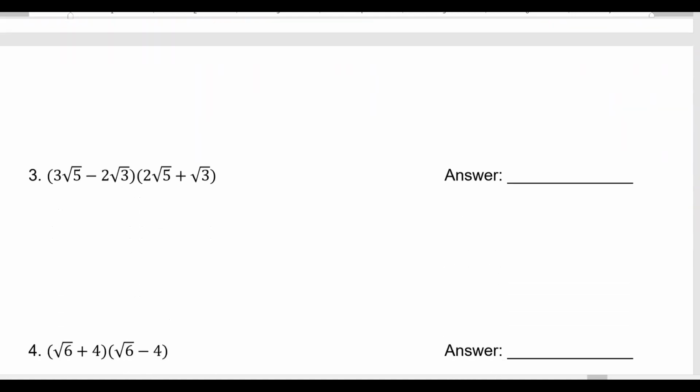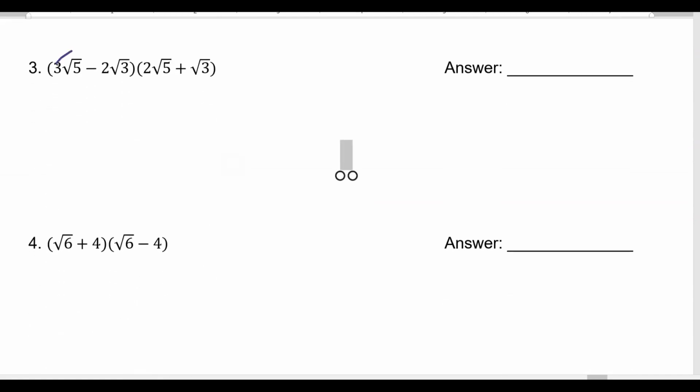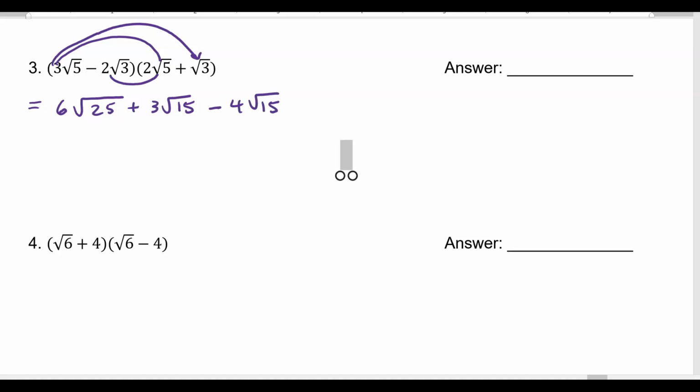Moving on, we have a binomial times a binomial. So let's multiply this times this. So that's 6 times the square root of 25. This times this would be 3 times the square root of 15. Inner would be minus 4 times the square root of 15. And then last, we have negative 2 times the square root of 9.